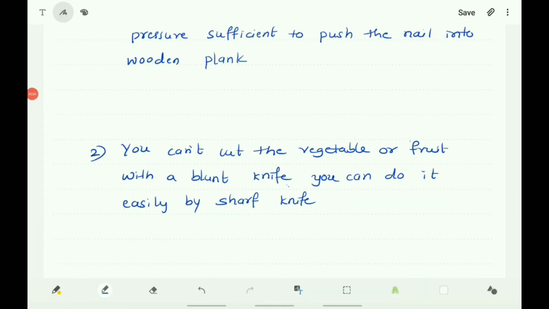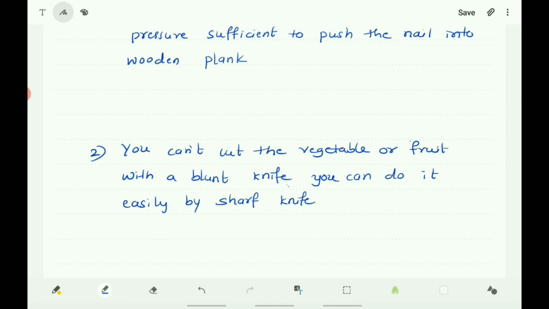If you use the sharp knife, then the force is applied on the smaller area, then you can cut the vegetable easily. But if you use the blunt knife, the force is exerted on the larger area and pressure will be less here, so you can't cut the vegetable easily. So here you can say that as the area increases, the pressure decreases.